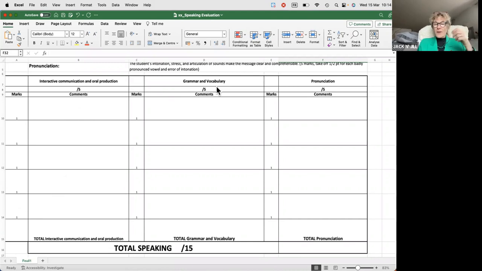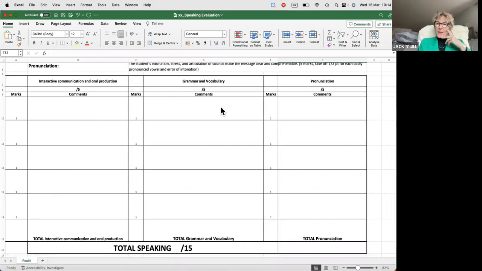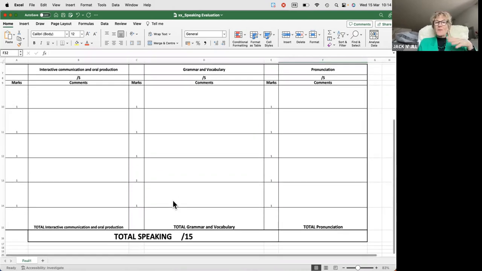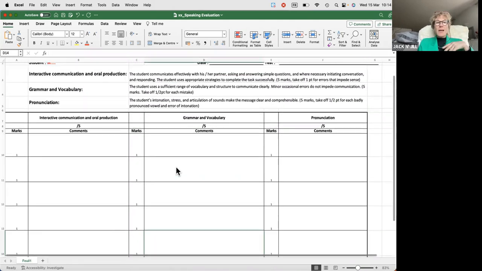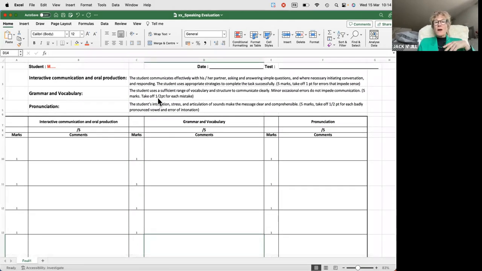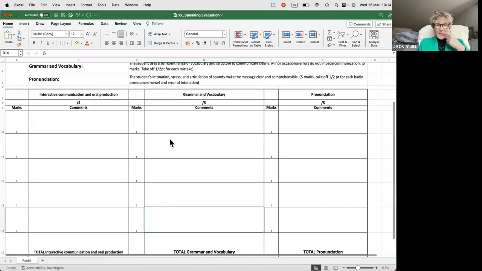Here we have grammar and vocabulary. This is a little bit more precise. You would write down the mistakes they make. And we expect to get a maximum of 5 mistakes, we can say. Now, I think in this one, we take a half a point for each mistake because there are likely to be a lot more mistakes.